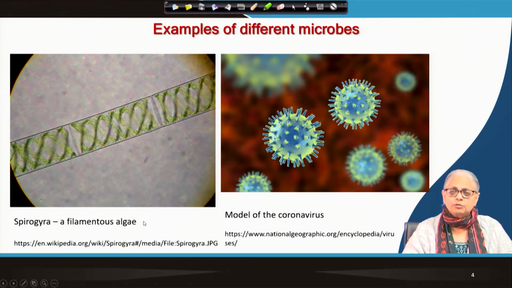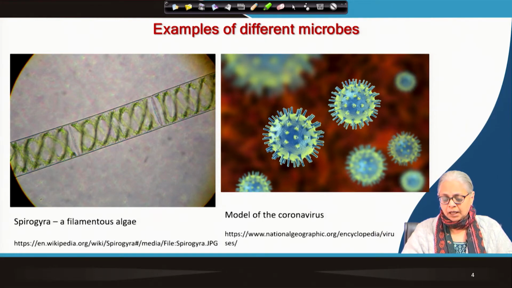Here is an example of an algal cell. So here you have a filamentous algae, Spirogyra, and the next graphic shows you an example of coronavirus. This is not a real photo, it's a model. And you can see the spikes on the top of the coat or the capsid of the virus.